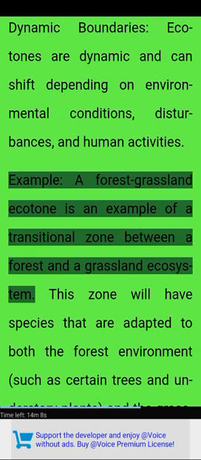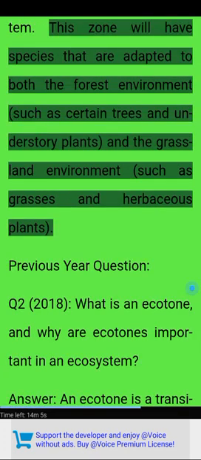Example. A forest grassland ecotone is an example of a transitional zone between a forest and a grassland ecosystem. This zone will have species that are adapted to both the forest environment, such as certain trees and understory plants, and the grassland environment, such as grasses and herbaceous plants.